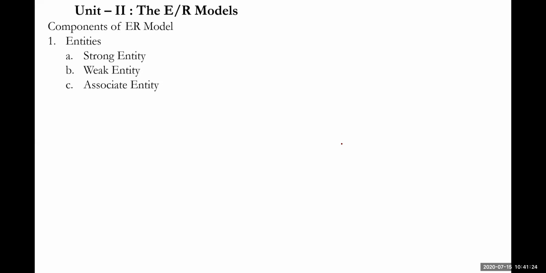It could be okay. However, already we have seen what is a strong entity, what is a weak entity, and an associate entity. I'd like to explain that after some time because you must know the relationships. Unless you know about relationships, you could not explain what is an associate entity.